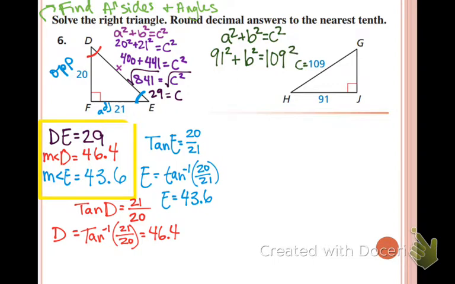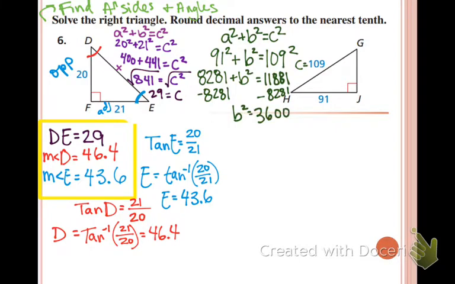YouTube. 91 squared is 8,281. 109 squared is 11,881. Okay. We subtract it. B squared equals 3,600. All right, and then B equals 60. So can I write B equals 60 and circle it?